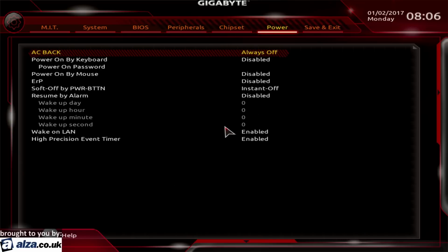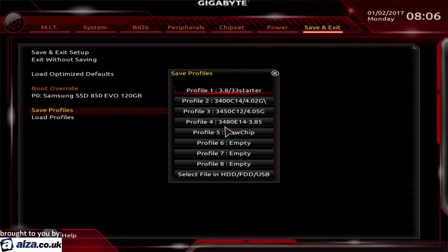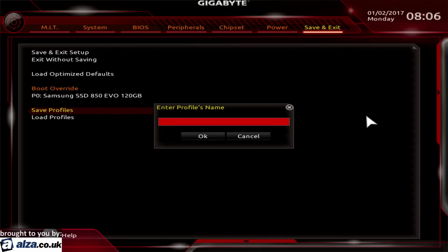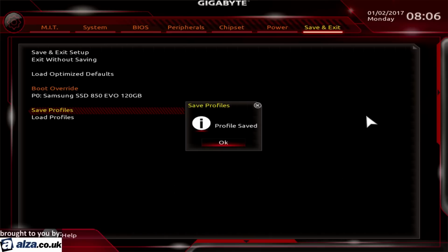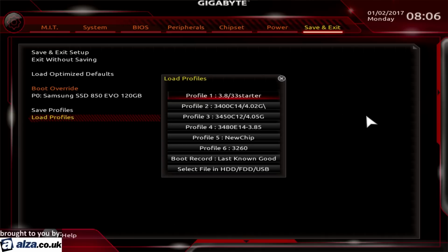Now, the way to get around that, of course, is to save profiles. But some of us forget to do that, like me. When you're saving profiles, you can just save them right here. So you might go like 3260, and there, you saved a profile. So if the BIOS gets wiped, you can just go to the profiles and load profile 3260.